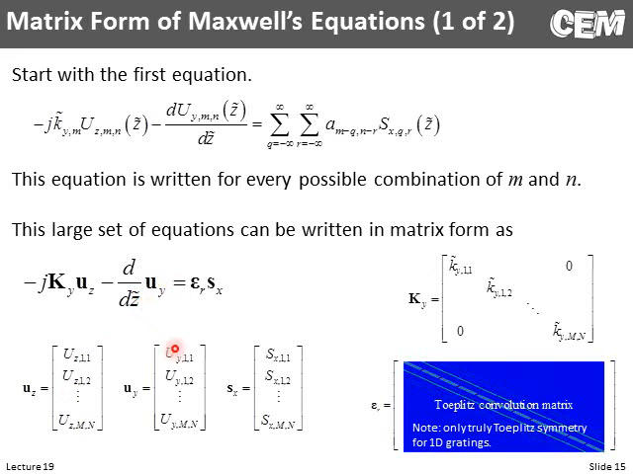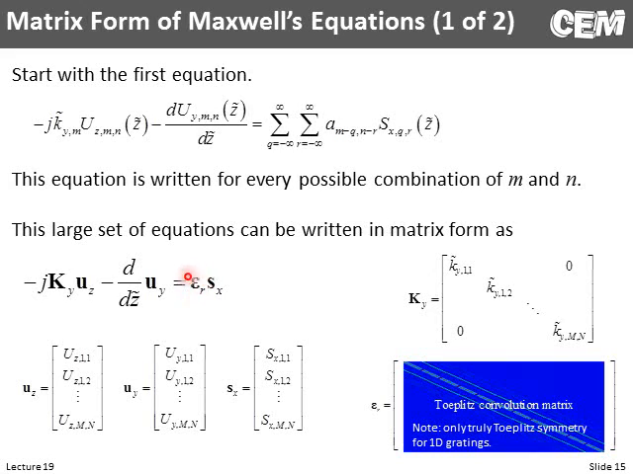We have another U sub y, which is all the y components, and S sub x. These are the x component of the electric fields stored in a column vector for each one of the spatial harmonics. So remember, these are all the spatial harmonics inside this z uniform media that we're writing Maxwell's equations for. And then, of course, we have the derivative here. It's an ordinary derivative with the normalized z coordinate.